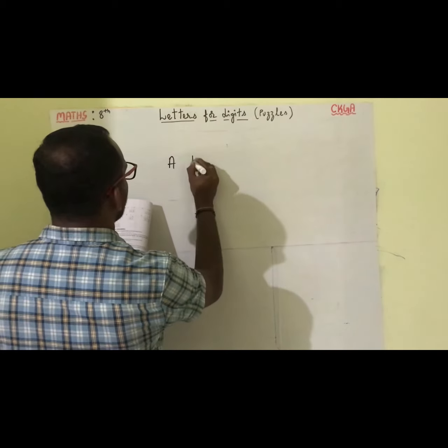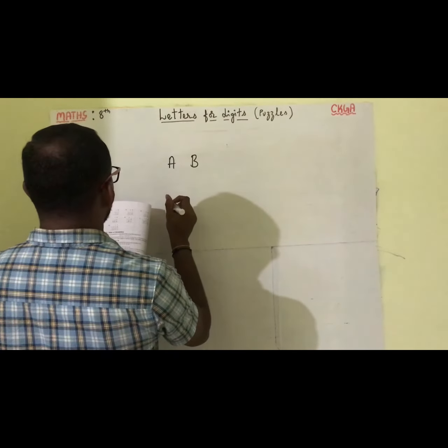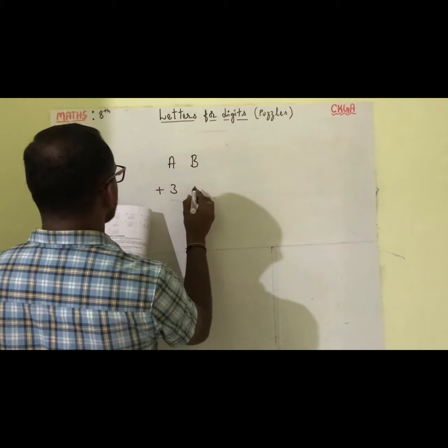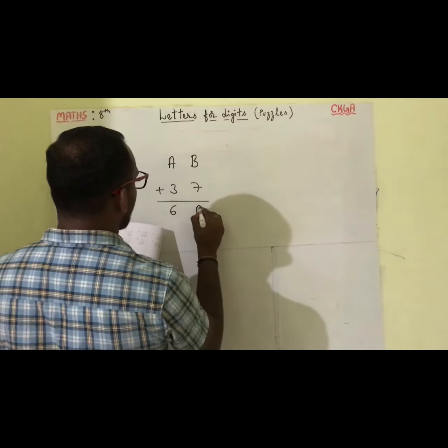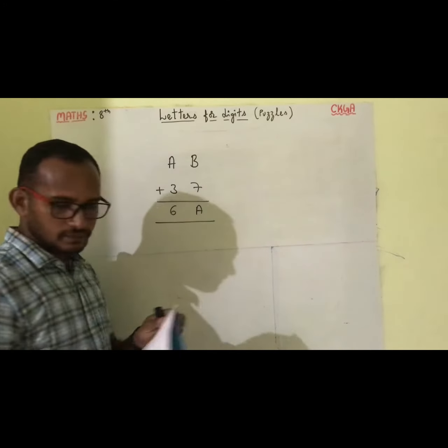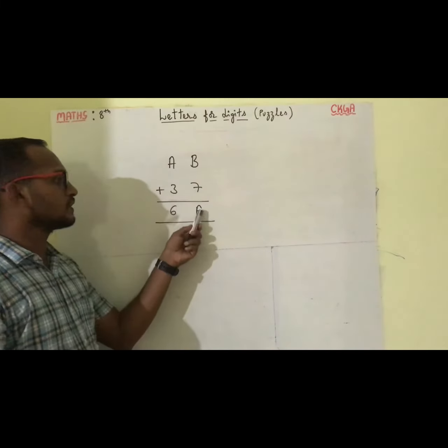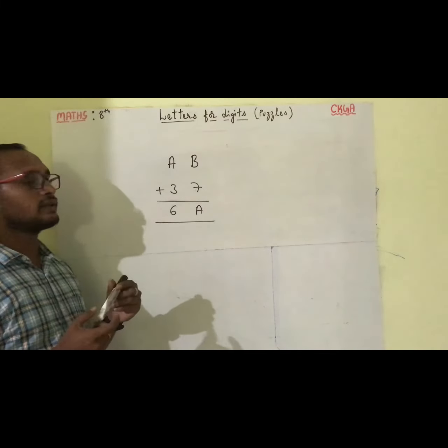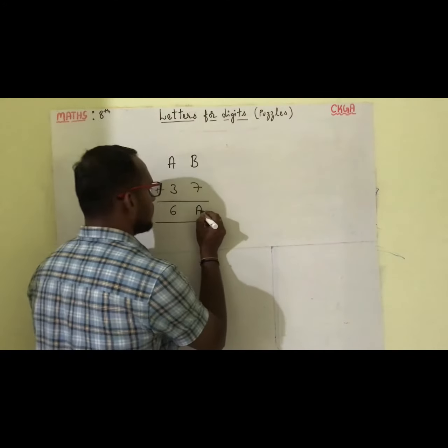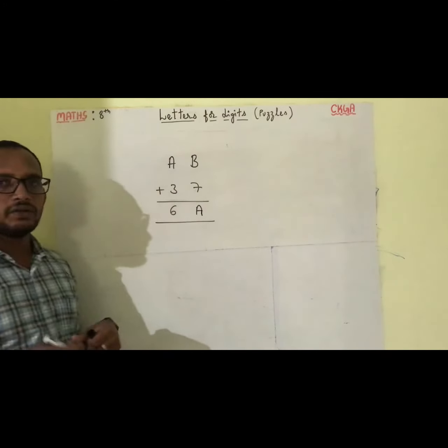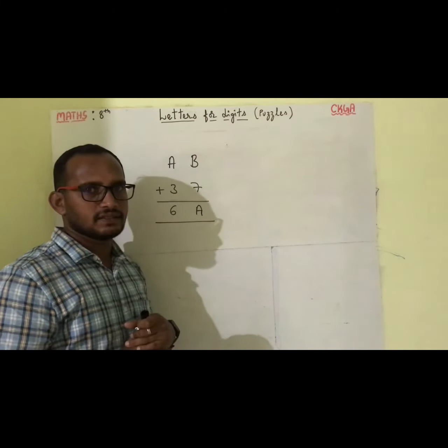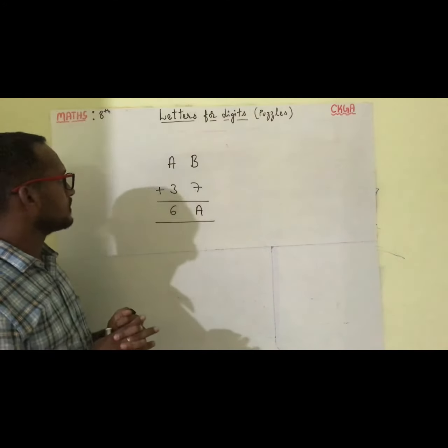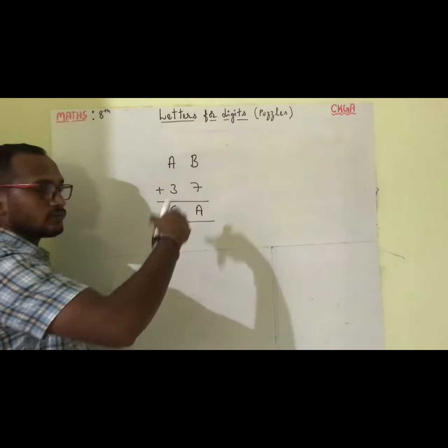Now AB + 37 = 6A. Usually, in all the problems I start from the unit place. But if you can't find the unit place number, since you already have A here, even if you try to crack this code by the unit place, you may not get the result. So what should I do? It's a very simple thing. Now I'll crack it from the tens position.